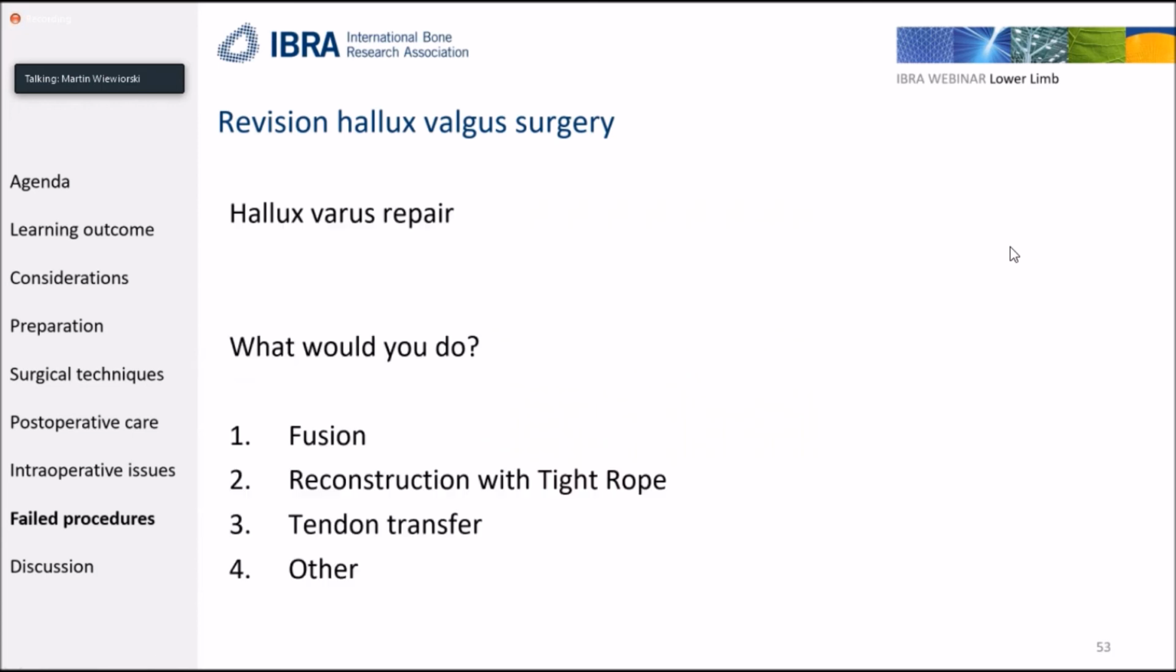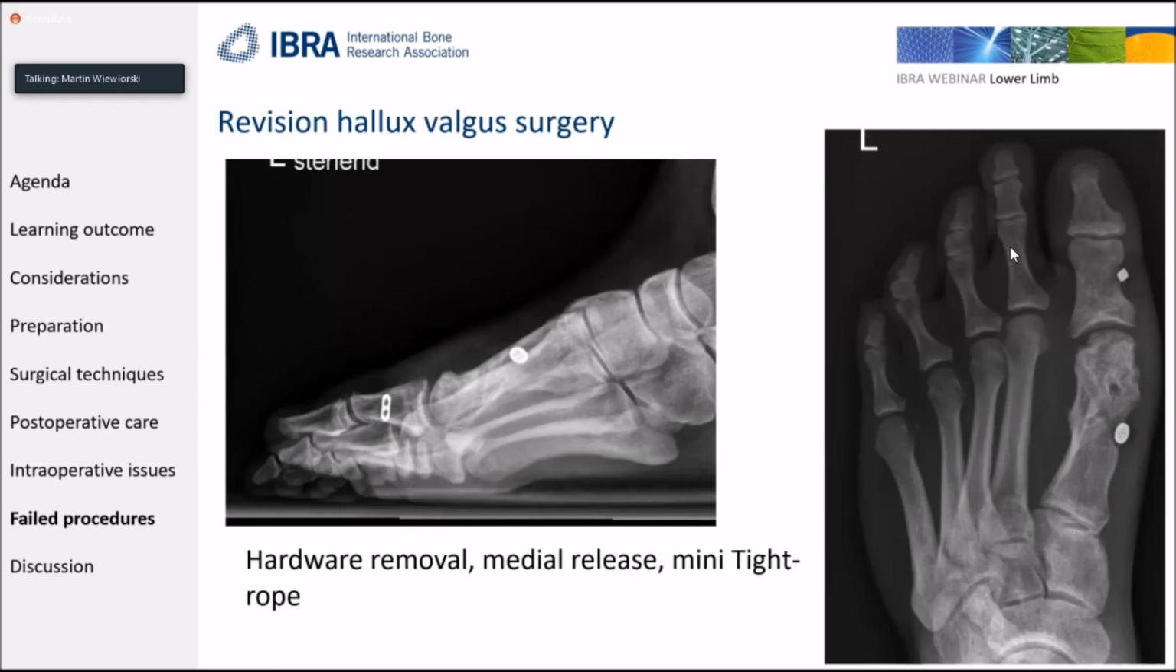I mean, there are many ways to do this. I don't think we have time here for this kind of call. I mean, you can just fuse this joint, and this is the definitive procedure. But of course, this young lady doesn't want to lose the range of motion. What I prefer is to reconstruct the deformity with a tightrope. I do a medial release and fix it. You can do a tendon transfer using, for example, the abductor tendon. Or maybe there are some other ways to fix this, but I did this here with the tightrope.